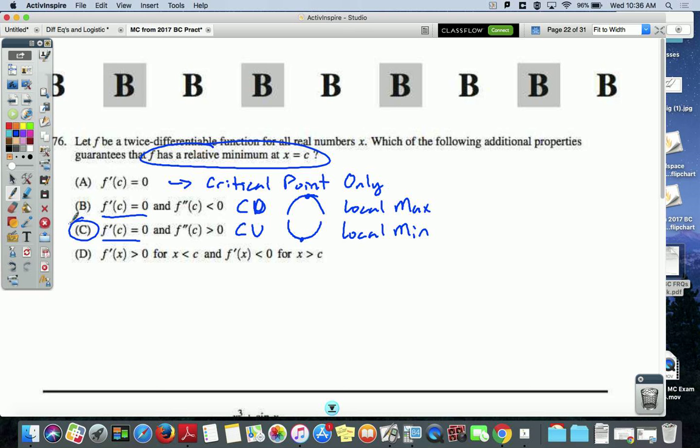It says the first derivative is positive for x less than c, and then after c, the first derivative is negative. So if we were to actually draw an f prime number line and put c on it, we'd have a sign change from positive to negative. That is again an indicator of a local maximum. So the only one of these four that indicates a local minimum or relative, remember relative and local are the same, is option C.